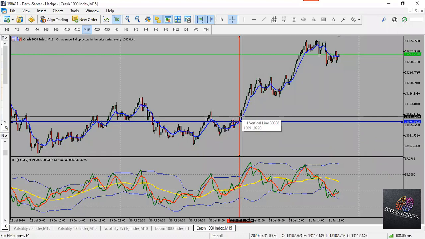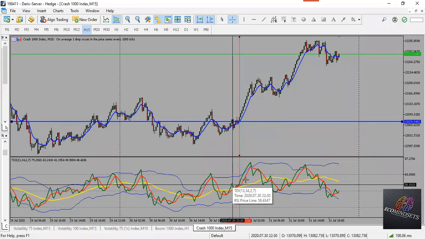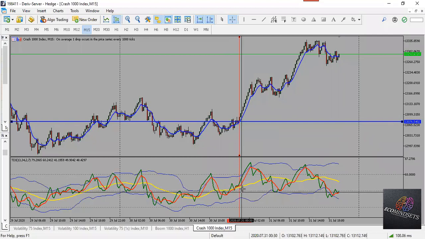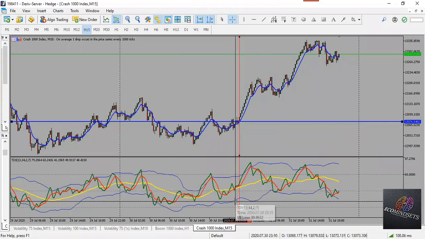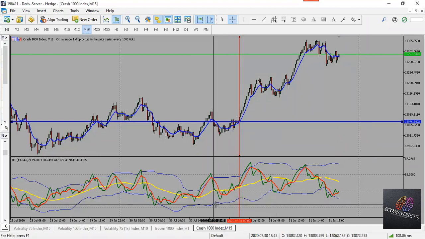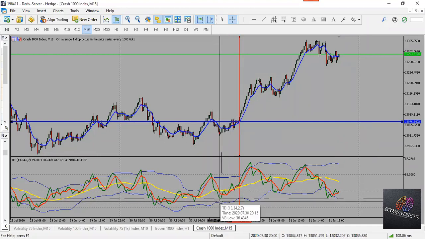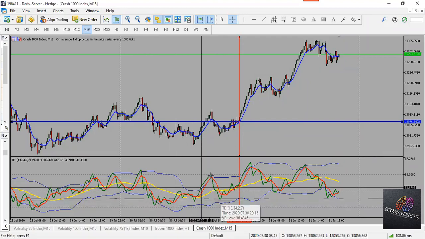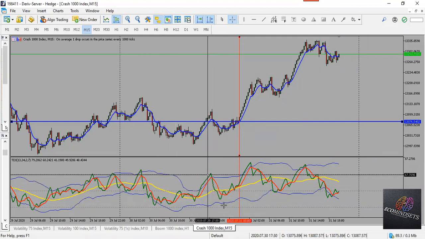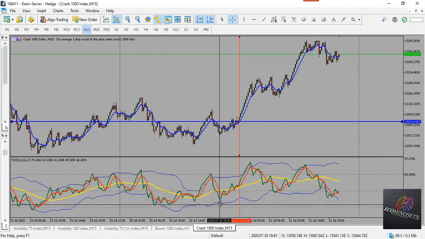Now, I will not just enter blindly. I'll come down to my TDI. What is my TDI telling me? Is it oversold or overbought? Here, if you look at this, it was oversold here, went up, became overbought, and came back down into the oversold region here.